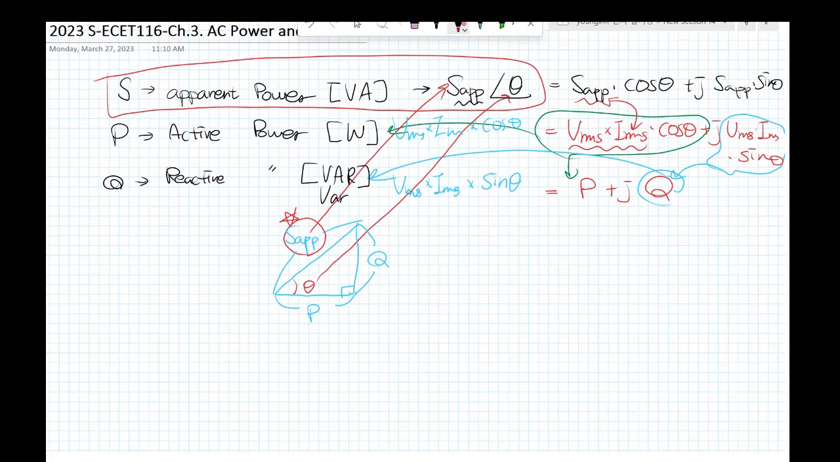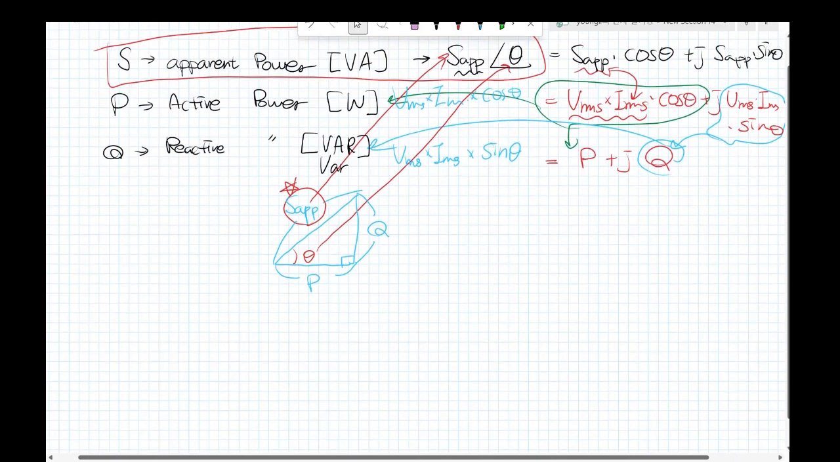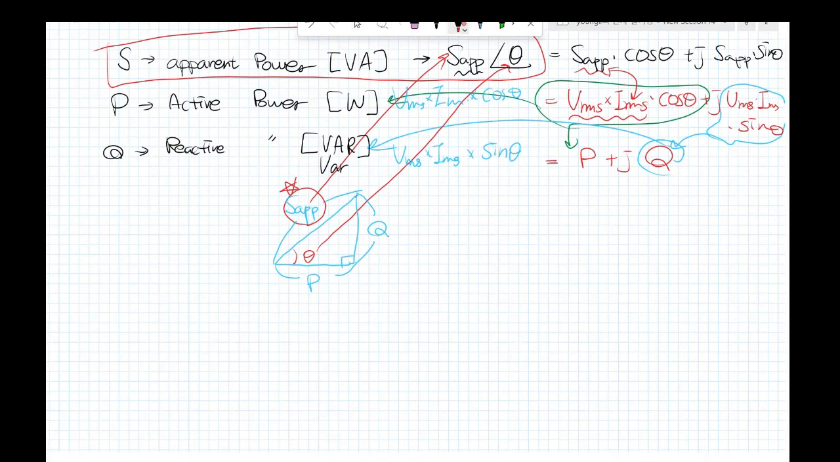All right. Sometimes, depending on the value of Q and P, Q is upward and sometimes it is backward, minus Q. And sometimes P is on the right side, and sometimes it is on the left side.